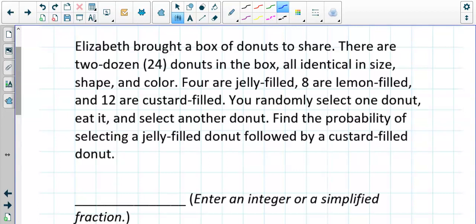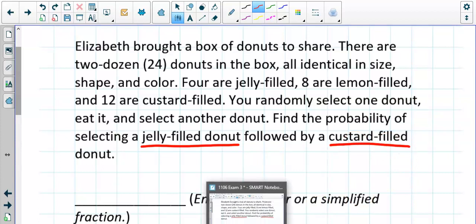So Elizabeth brought a box of donuts to share. There are 2 dozen, which is 24 donuts in a box, all identical in size, shape, and color. 4 are jelly-filled, 8 are lemon-filled, 12 are custard-filled. You randomly select one donut, and then you're going to eat it, and then select another donut. Find the probability that we will select the jelly-filled first, and then the custard second.